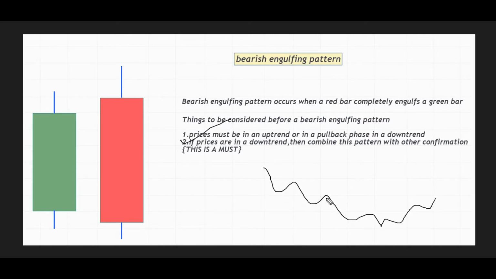potential pullback phase in a downtrend and we will initiate a trading opportunity with other confirmations like structural confirmation, trend analysis and also price volume reading. Then we will initiate a trade in the direction of the trend with minimal stop loss for a potential continuation of the downtrend. So do remember these two very important points before initiating a trade on a bearish engulfing pattern. So now let's look at multiple examples.